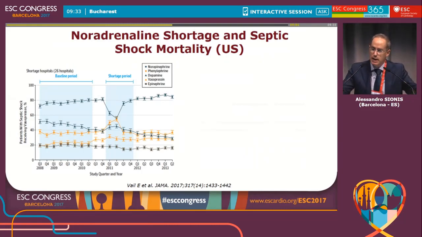I'm just sidestepping for a moment here, and I'm showing you a curious thing, because since we have no trials, well, we're still using these drugs. What I'm showing you here is the effect of noradrenaline shortage on septic shock mortality in the US. This is a paper that came out in JAMA a few months ago, and you see here that 26 hospitals in the US had a shortage of noradrenaline. This is the baseline period. You see how the use of noradrenaline goes down here. That's a shortage period. It goes down because they didn't have any, and they used mostly phenylephrine instead.